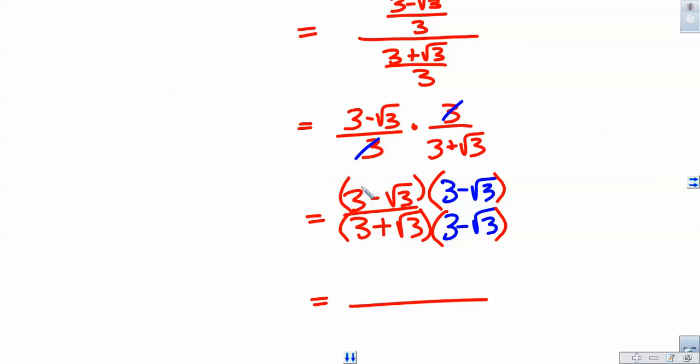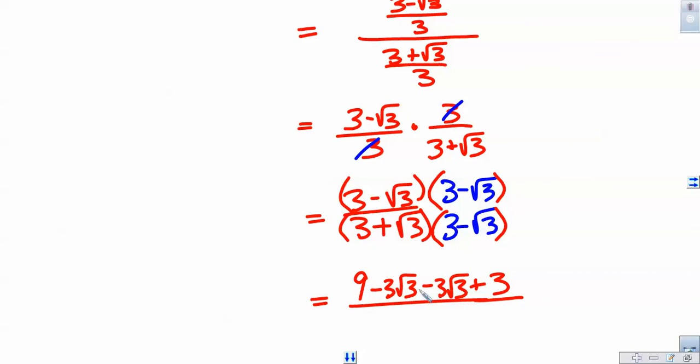If we just write out everything here, we'll have 9. Outside would be minus 3 square roots of 3. Inside would be a second 3 square roots of 3, keyword second. And last times last, a negative times a negative makes a positive. Square root 3 times square root 3 makes a 3.